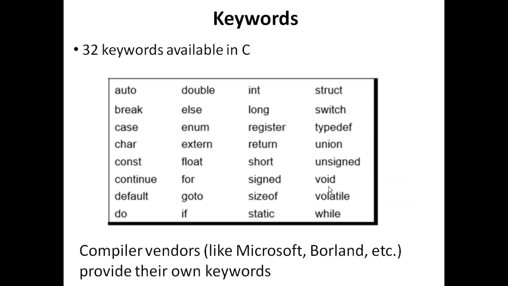These are the keywords that we use in C. These keywords cannot be used as a variable name, so care should be taken that these keywords are not used as variables. Compiler vendors like Microsoft and Borland provide their own keywords.